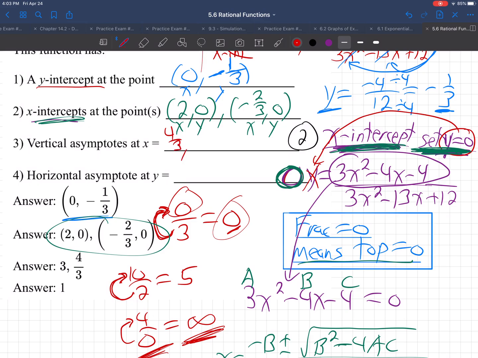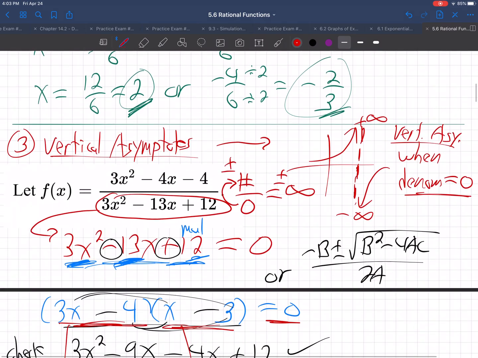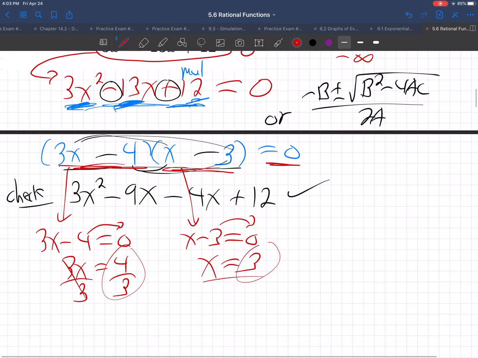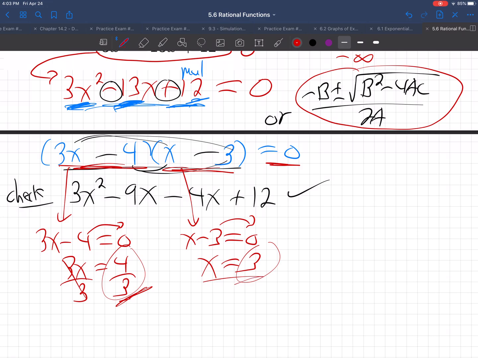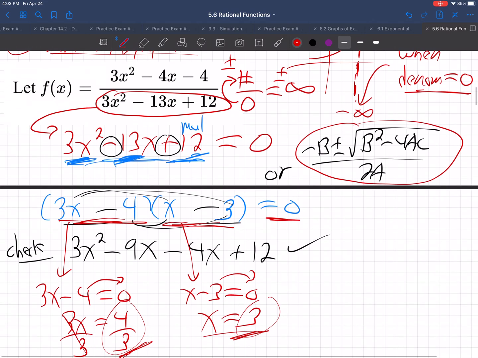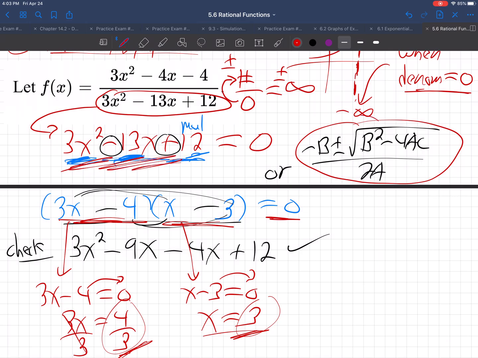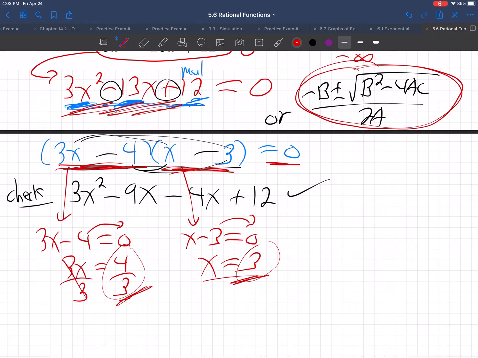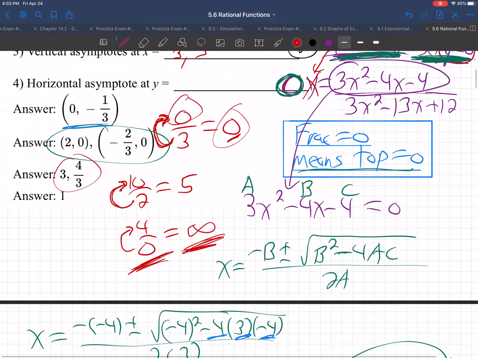So 4/3 and 3. That's the two answers they got there. Again, if you don't like that, you could have just done the quadratic formula, and would have gotten those same two answers instead of factoring. It's your option. When you have an x squared equation, you can either do the quadratic formula, or you can factor with the two parentheses and then set each one equal to 0 and solve. Either way.